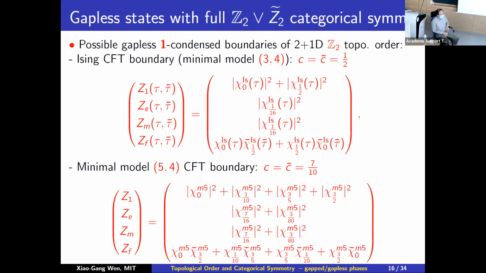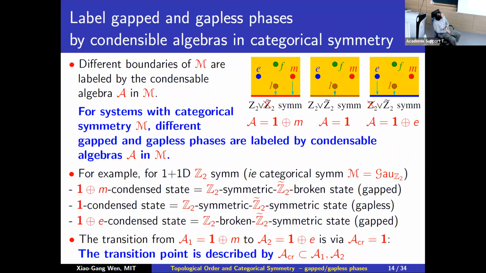Simple question. In the previous slide, in the condensed phase, what is the Lagrangian subalgebra? Will you repeat based on that example? Maybe here. You can see in this picture that the condensed algebra is 1 plus m. This is one of the Lagrangian condensed algebras. Their condensation breaks this dual symmetry but has an original symmetry.